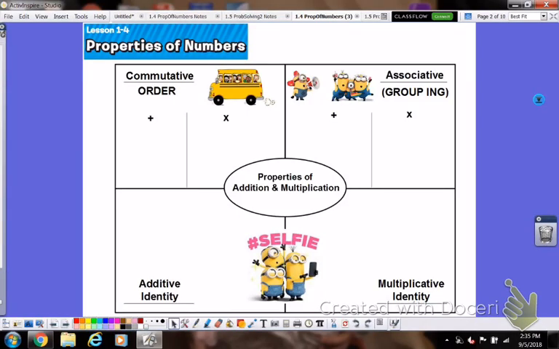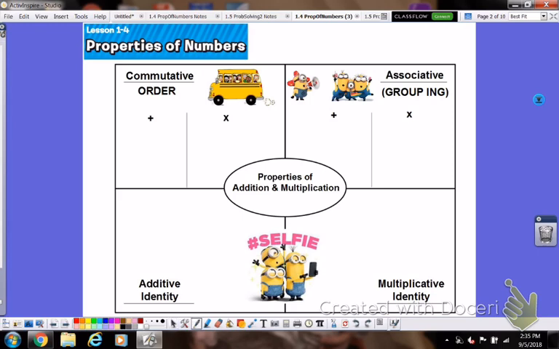Okay, here we go with Chapter 1, Lesson 4, Properties of Numbers. In this lesson, we're going to be talking about some different properties and then how we can use them in order to simplify some algebraic expressions. So first off, let's go over what these properties are.